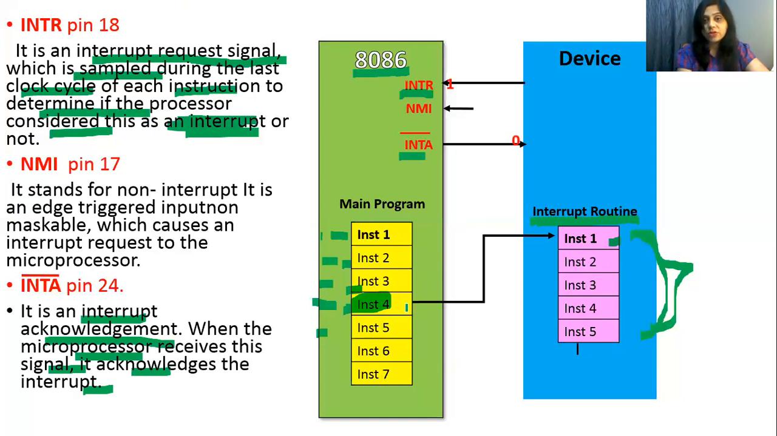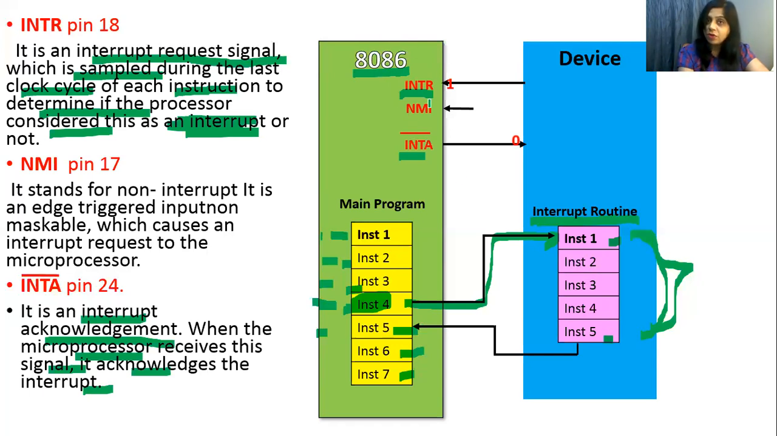So what the microprocessor does, it will switch and jump to another memory location and will start fetching instructions of the interrupt routine. Then it will execute instructions 1, 2, 3, 4, 5, and after execution of the interrupt routine, again it will go back to its original program and then it will execute the remaining instructions. So this is how 8086 behaves in case of interrupt.